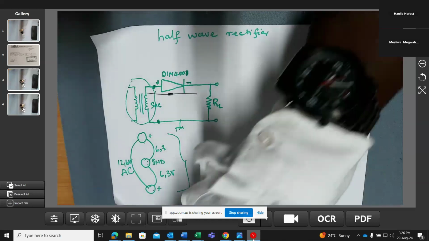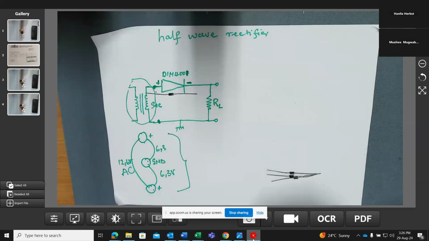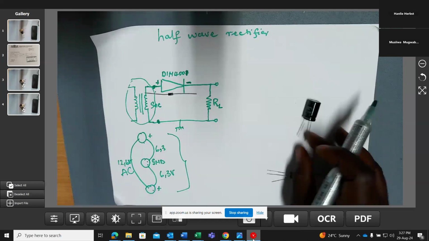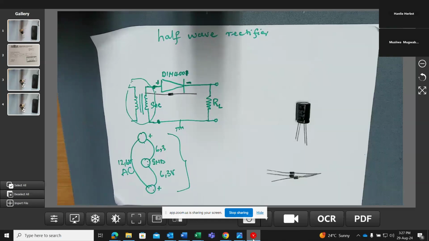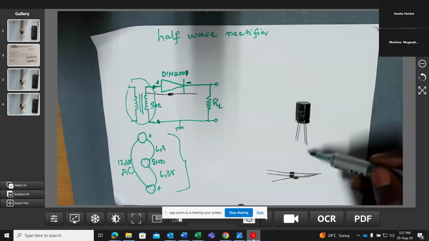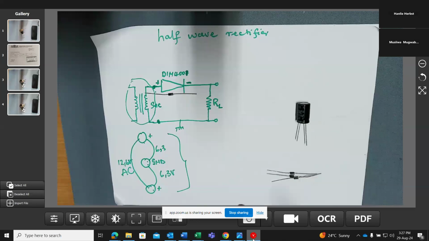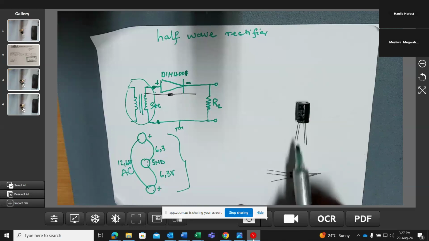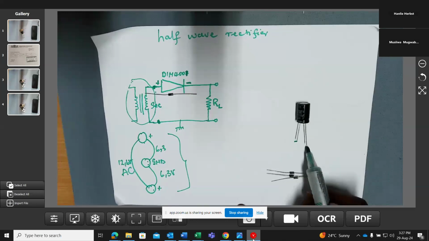With the capacitor, we are using an electrolytic capacitor, 100 microfarad. This is the capacitor that they're talking about, but this is just a typical example. This capacitor consists of 2 pins. We have the longer pin, which is this side, and the shorter pin, which is this side. The shorter pin is the negative side of the capacitor, and the longer pin is the positive side.